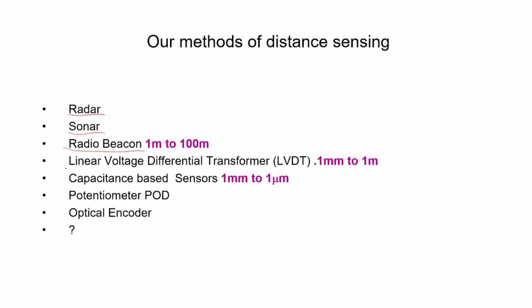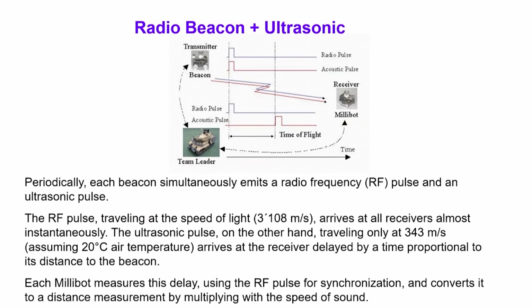Of course, in a very small scale, you have other types of sensors like linear voltage differential transformer, LVDT, which is between 0.1 millimeter to 1 meter, and then capacitance based sensors, potentiometers and some form of optical encoders. So, let us look into the radio beacon plus ultrasonic, which is used very much in robotics applications.